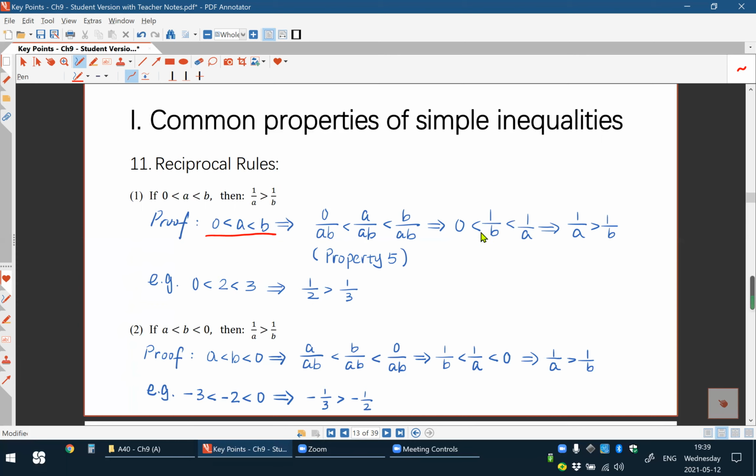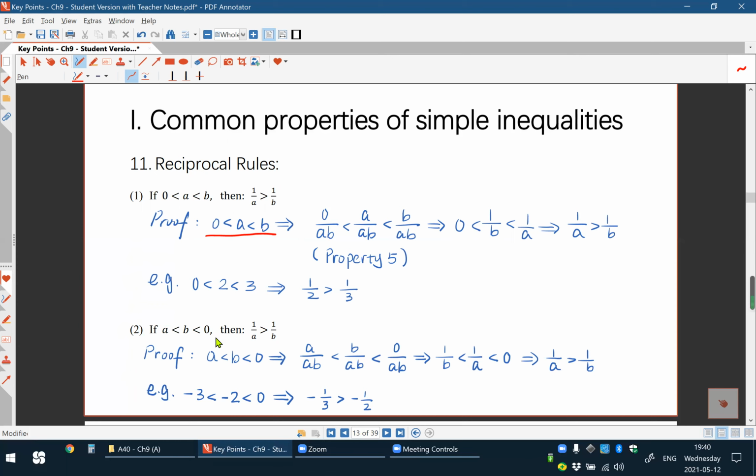Of course, both of the two numbers are also positive numbers. This means 1 over A is greater than 1 over B, right? So this proves the property here. For example, if we have 2 is smaller than 3, and 2 and 3 are both positive numbers, right? And if we get their reciprocals, 1 over 2 is of course larger than 1 over 3, right?